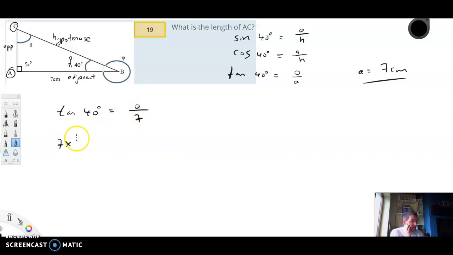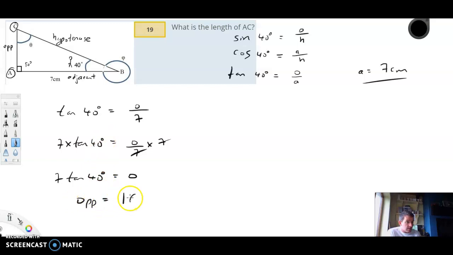And we get 7 times tan 40 degrees equals opposite over 7 multiplied by 7. This is a long way of doing it, but it's the best way if you really want to learn your algebra. They cancel off. So we're left with 7 tan 40 degrees equals the opposite that we're looking for, O. So 7 multiplied by tan 40 equals 5.87.